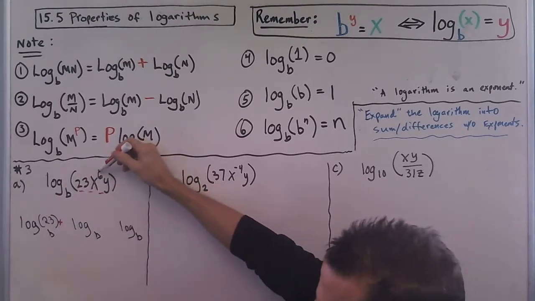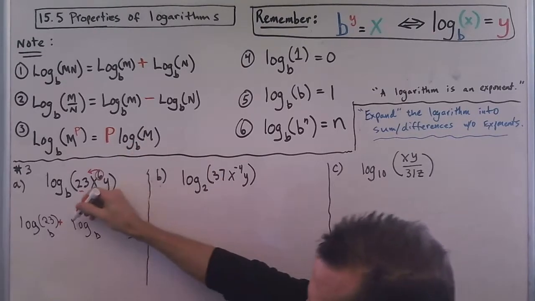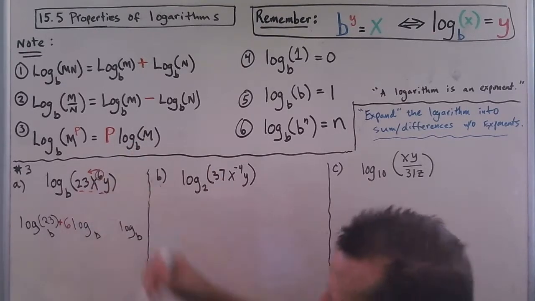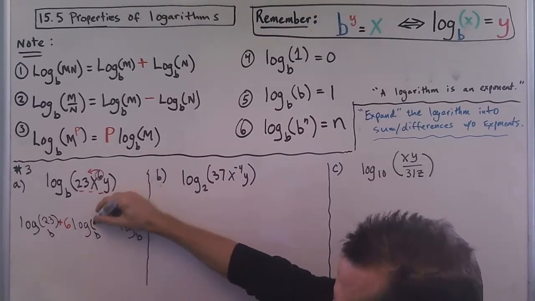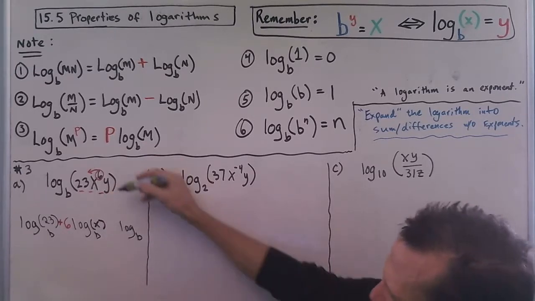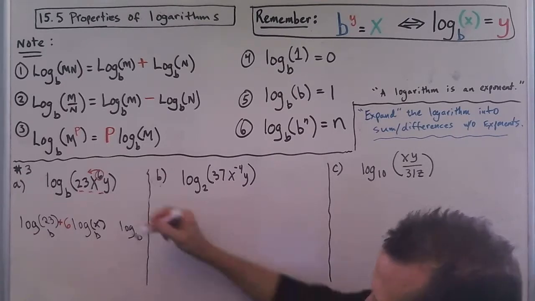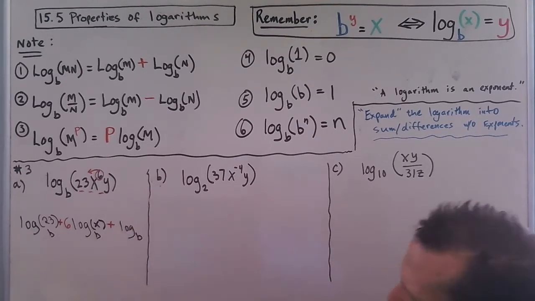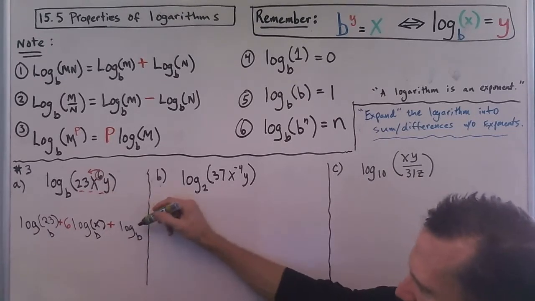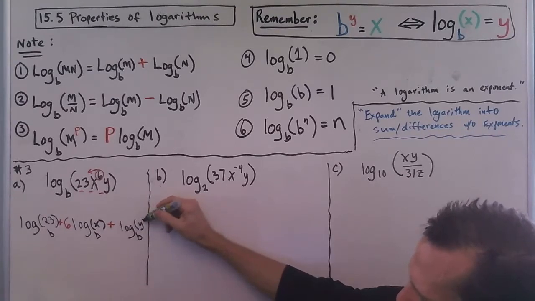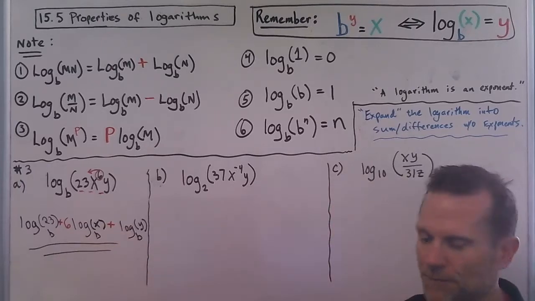And then looking ahead here, the 6 has to come out front of the logarithm. So I write the 6 out front. And then I have log base b of x. And then this last one also is multiplication, so I'm going to have a plus sign. And there's no exponent on the y. Well, there is. There's a 1 on there, but we're not going to write the 1 out front. And that's our logarithm expanded, okay, into 3 pieces.